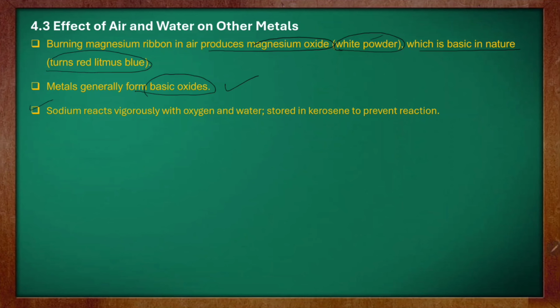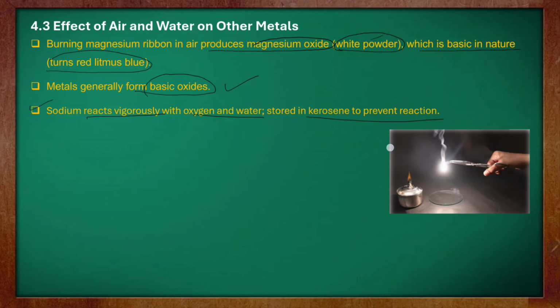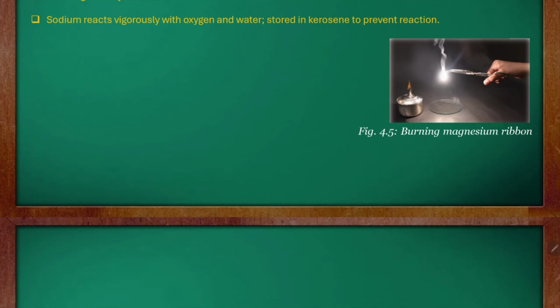That means metals generally form basic oxides, and sodium reacts vigorously with oxygen and water, so it is stored in kerosene to prevent the reaction. So another thing we have learned is that sodium, which is a metal, is stored in kerosene. Why? Because it reacts with oxygen and water, and a lot of heat is generated in the reaction, so in order to avoid that, it is stored in kerosene. See, this is the burning of the magnesium ribbon. This image should have come earlier. It's okay. So that was the effect of air on other metals.